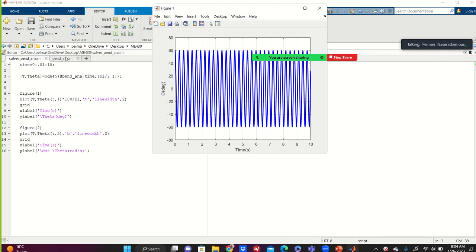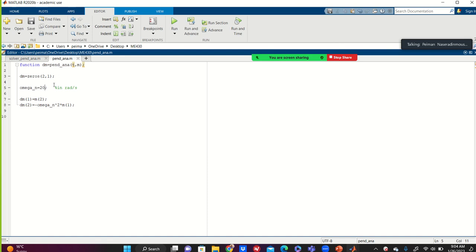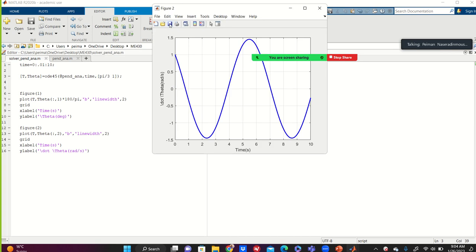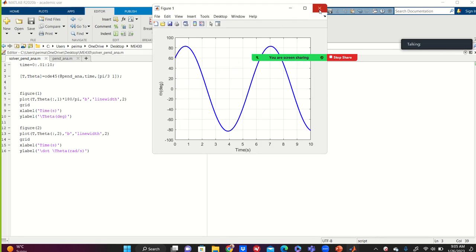And if you decrease that by increasing the length of the pendulum, as I taught you, to, I don't know, 1 radian per second, you're going to have a slower oscillation. Here we go. Okay?